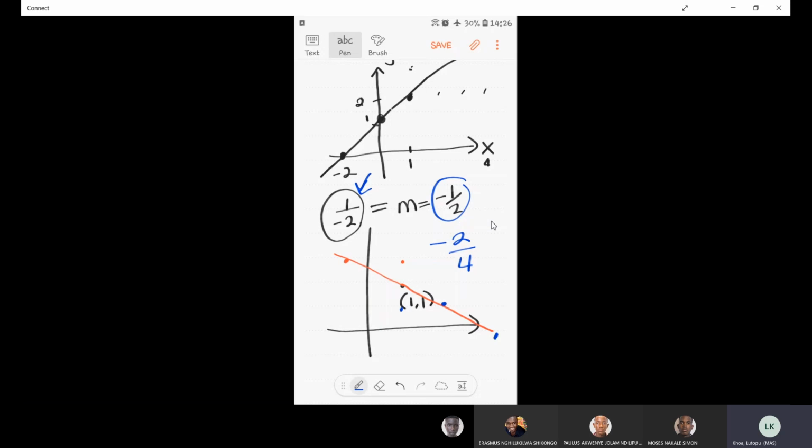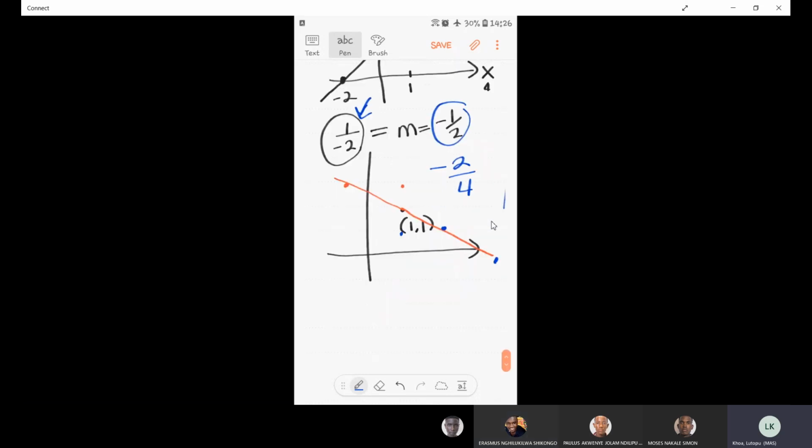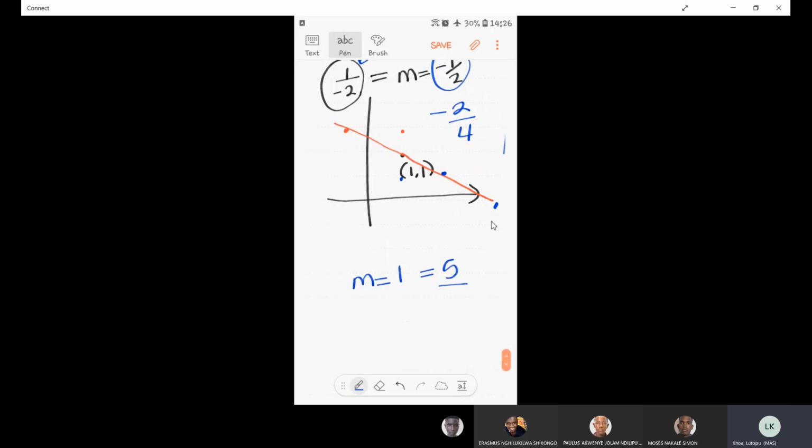So if I tell you the gradient is 1, you can say this is 5 over 5. You move 5 units up, 5 units to the right, it'll still be on exactly the same line, except that the points are now further away. Okay, okay, Miss, yeah.